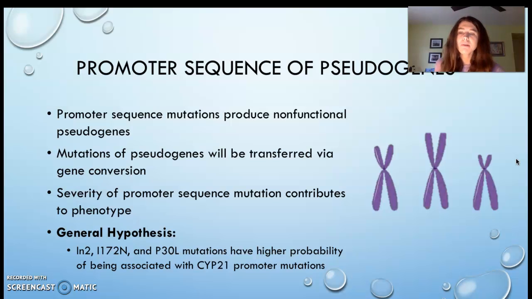And so, as a general hypothesis, I do believe that the intron 2, the I172N, and the P30L mutations probably have a higher probability of being associated with promoter mutations. And this could be why they all compromise enzymatic activity so much and why they are so much more frequent. Perhaps whenever there's a promoter sequence mutation, it's more likely to be seen in combination with these mutations.